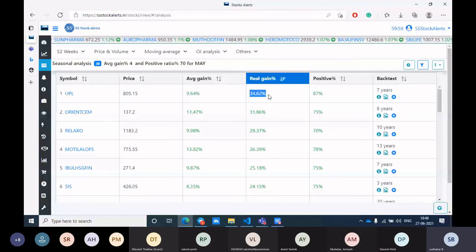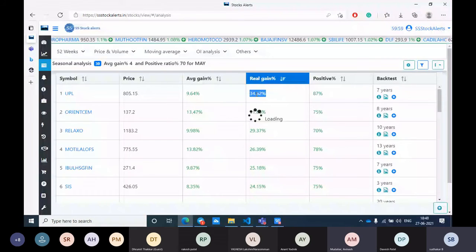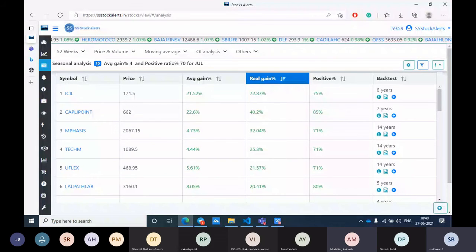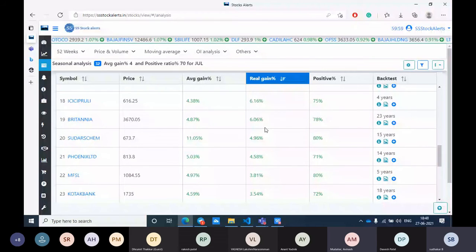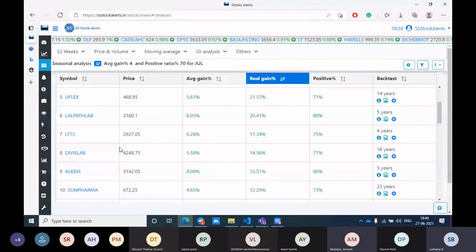If you are looking at the next month, July, here the real gain shows how much percentage it gained in July last year, because the current July has not yet happened. There are 32 stocks, and last year only 4 stocks went negative, the remaining stocks were positive. So you can look for buy options in these stocks, with whatever strategy, either above the 20 SMA or whatever your criteria is. Basically, shortlist these stocks in your watchlist and keep buying. That's all, guys.